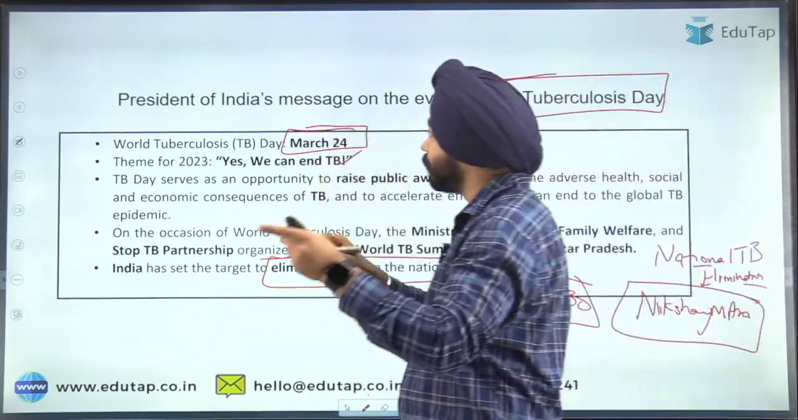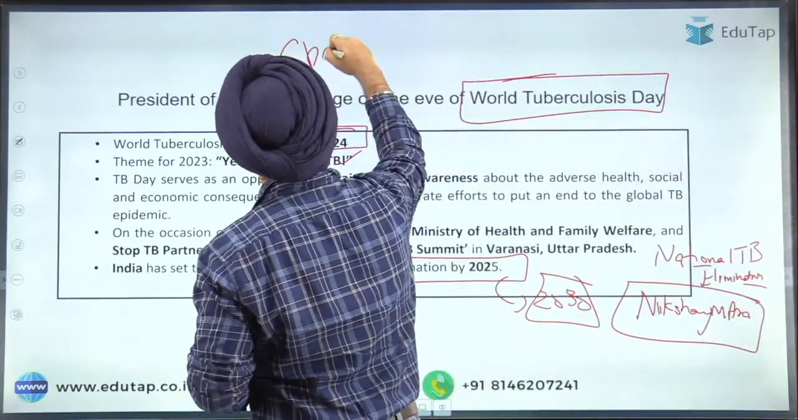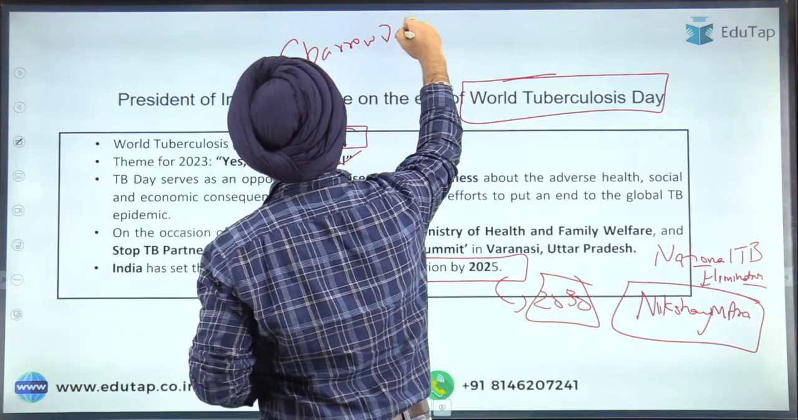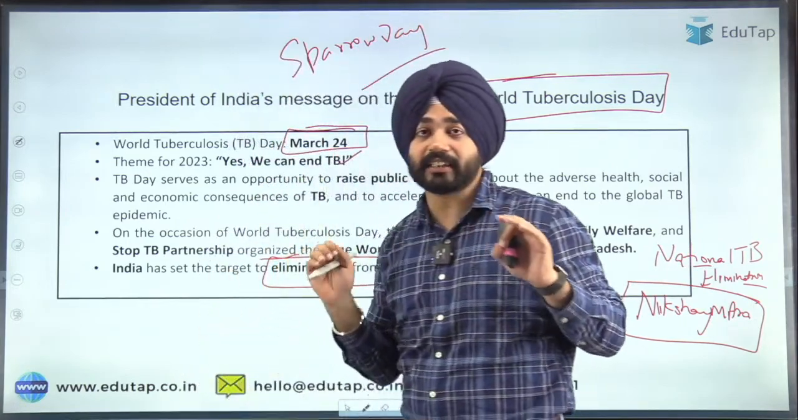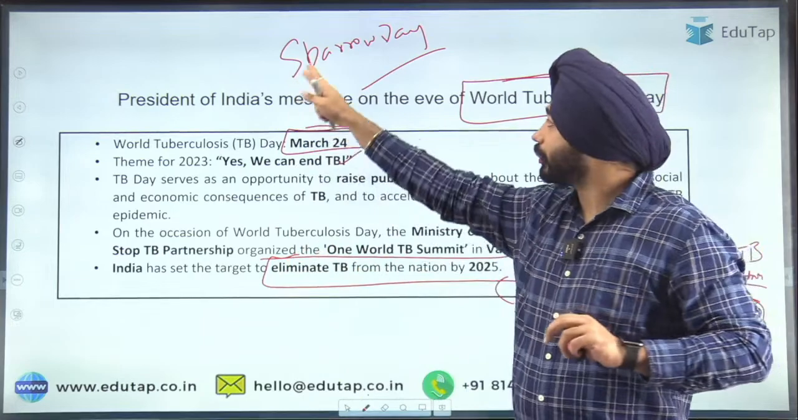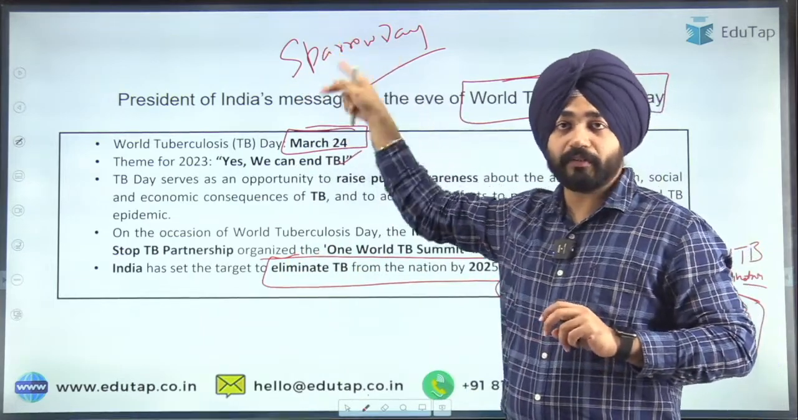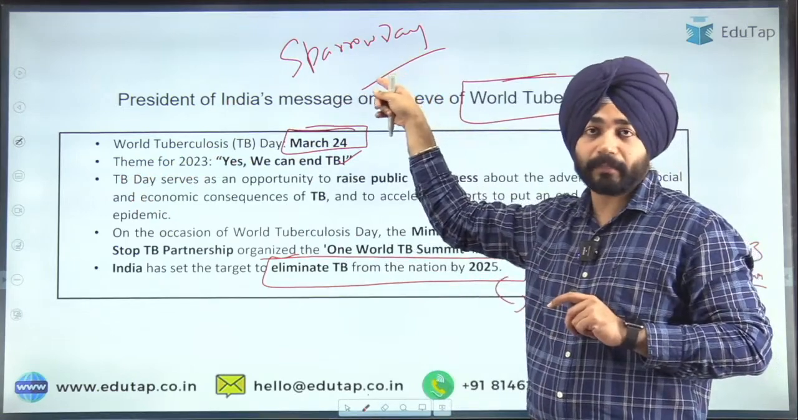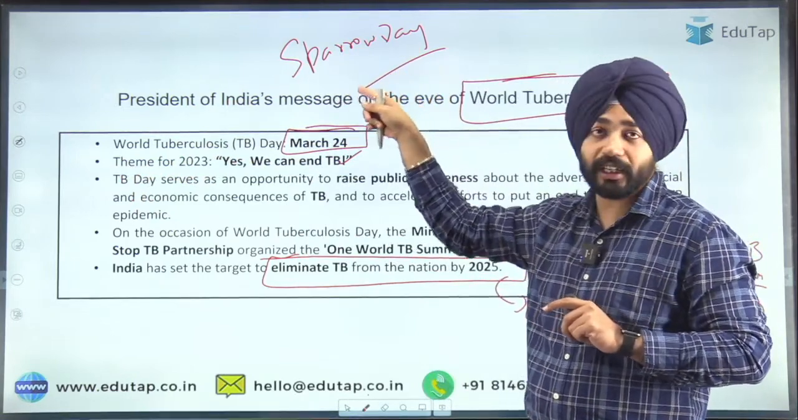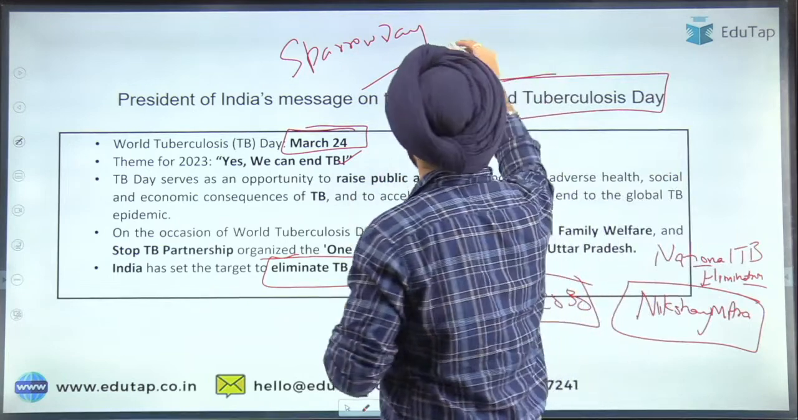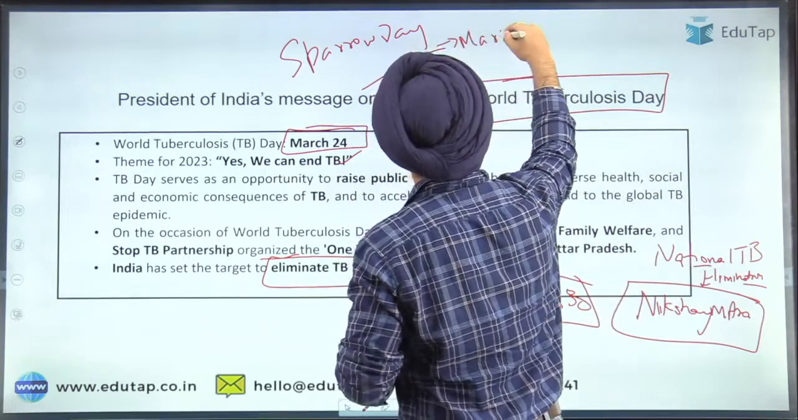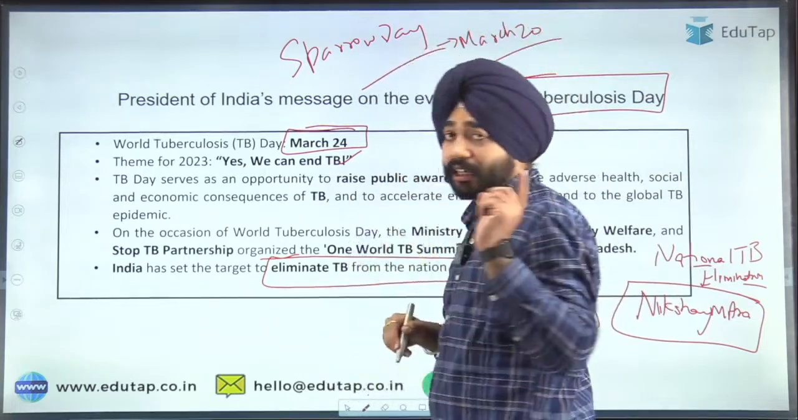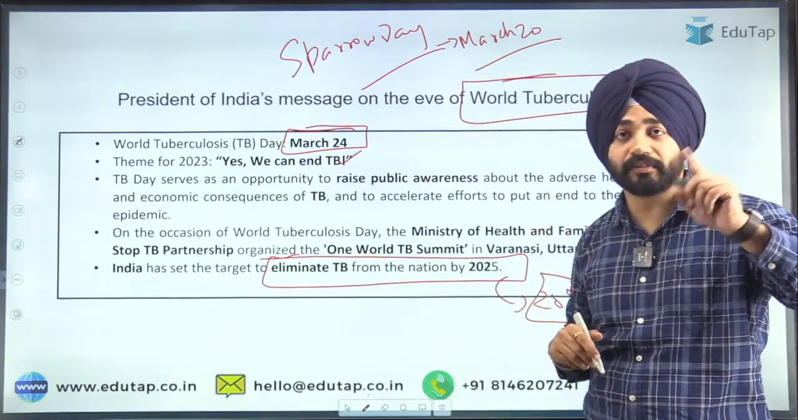So now guys, in the previous lecture I discussed with you about Sparrow Day. If you do not have any doubt, so tell me, when was World Sparrow Day celebrated? We have discussed it in the previous lecture. World Sparrow Day, it is celebrated on which day? Can anybody tell me? It is 20th of March. That is 20th of March is World Sparrow Day.